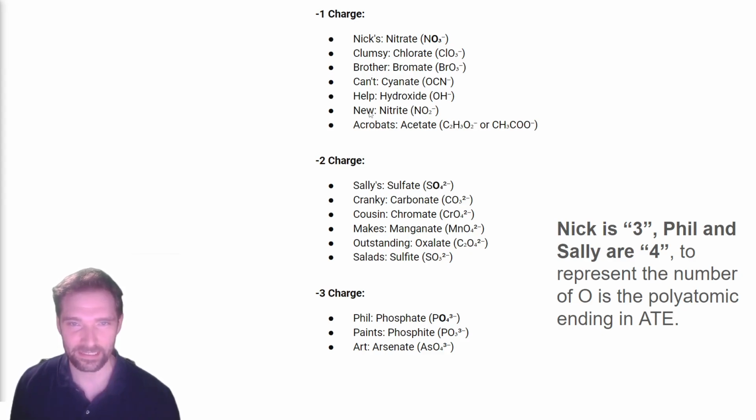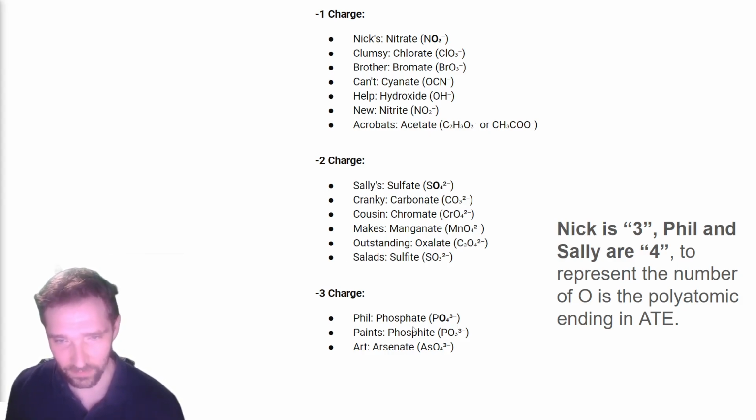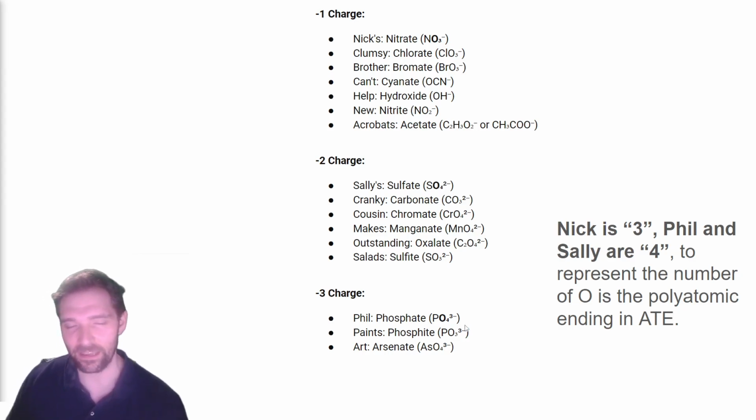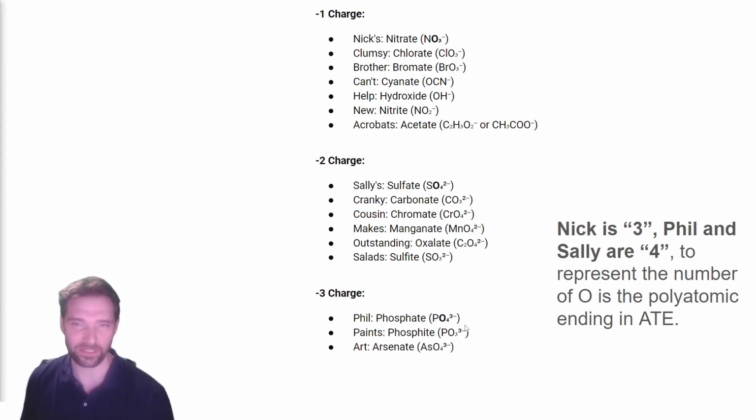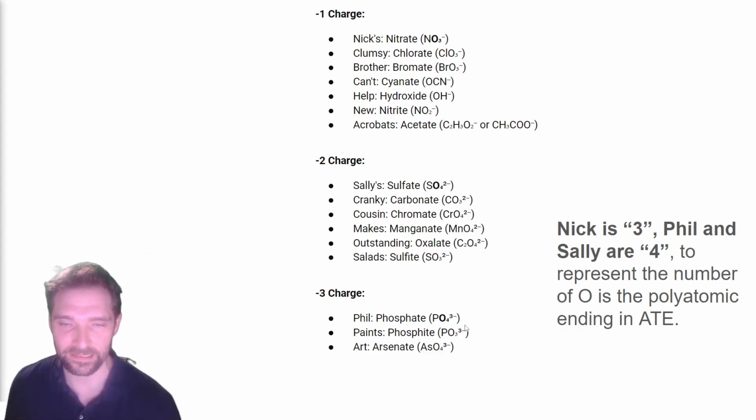So you see Nick and Nu, that comes up twice. And then we've got Sally and salads, that comes up twice. We also have phosphate and phosphite. Phosphite is a lot less common, and so is arsenate. So I was thinking of a version of this that might be customizable to your class, and what you want to emphasize is to just drop the word art, and it could just be Phil paints.